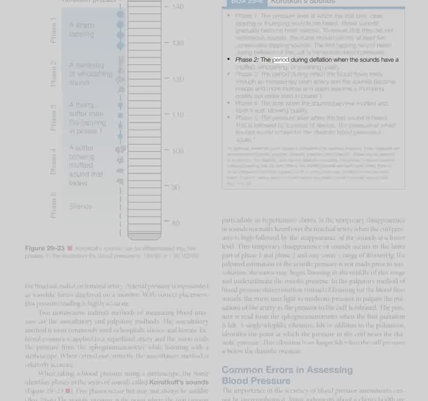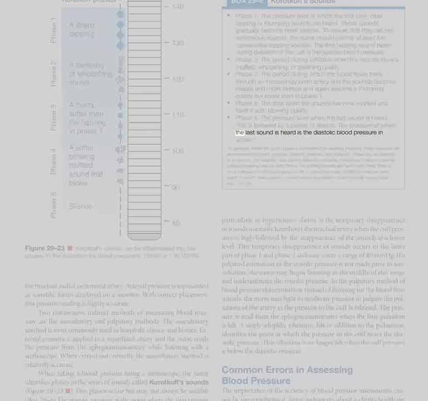Phase 2: the period during deflation when the sounds have a muffled, whooshing, or swishing quality. Phase 3: the period during which the blood flows freely through an increasingly open artery, and the sounds become crisper and more intense, and again assume a thumping quality, but softer than in phase 1. Phase 4: the time when the sounds become muffled and have a soft, blowing quality. Phase 5: the pressure level when the last sound is heard. This is followed by a period of silence.